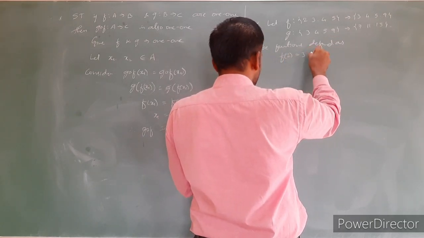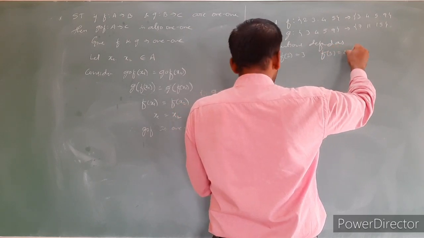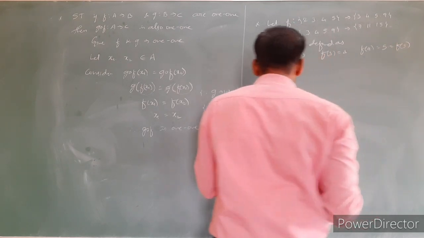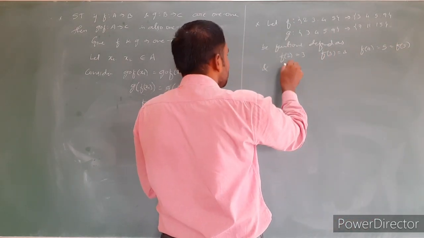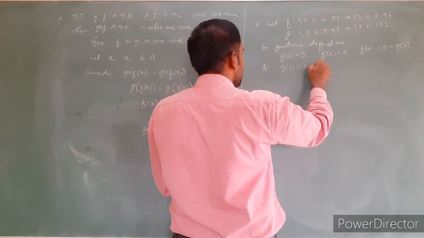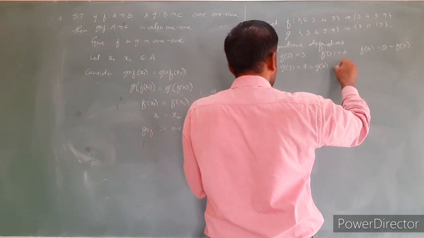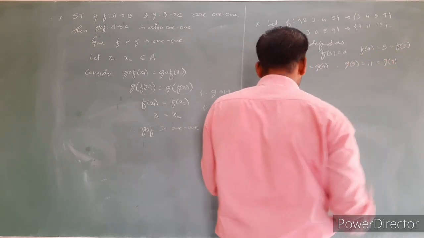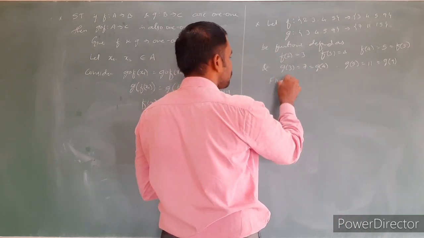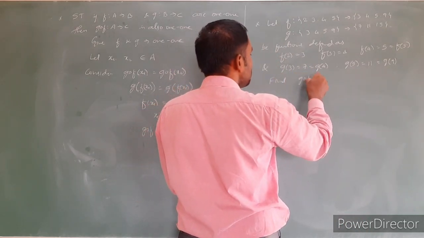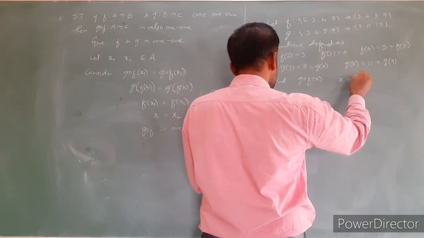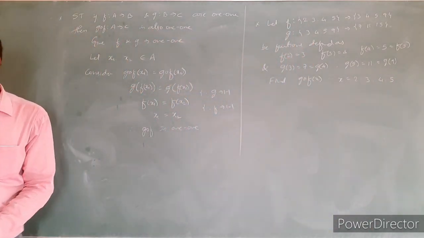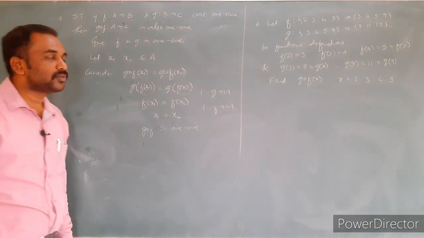f of 2 is 3, f of 3 is 4, f of 4 is 5, as well as f of 5 is 5, and g of 3 is 7, as well as g of 4 is 7, and g of 5 is 11, as well as g of 9 is also 11. Then find g circle f of x, where x is equal to 2, 3, 4, 5.